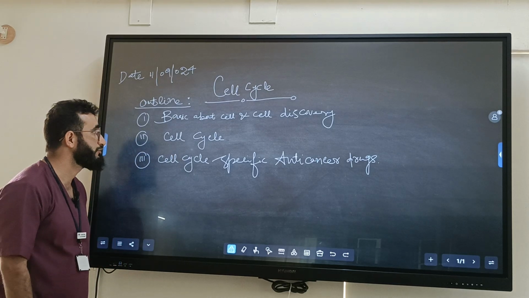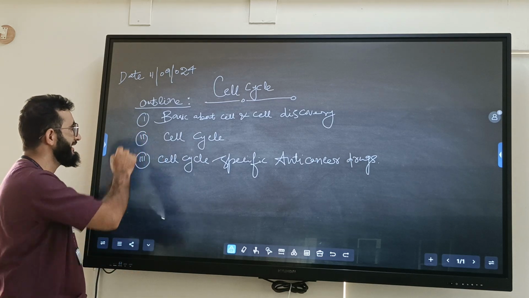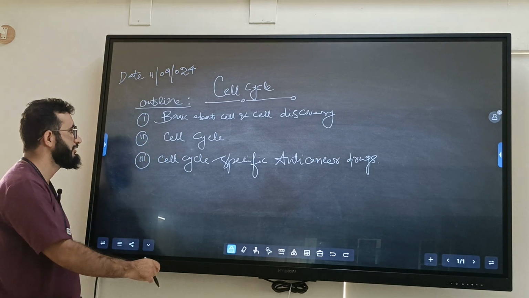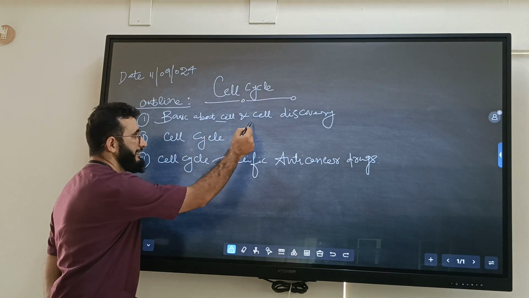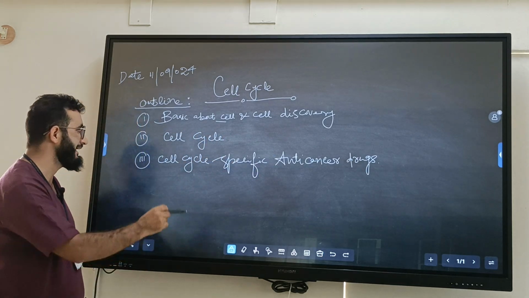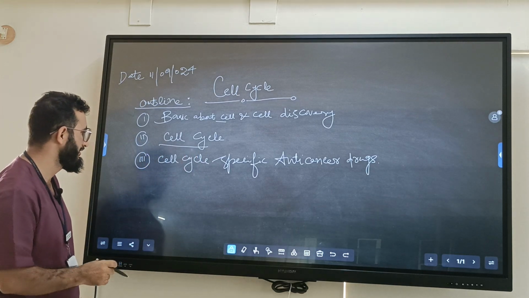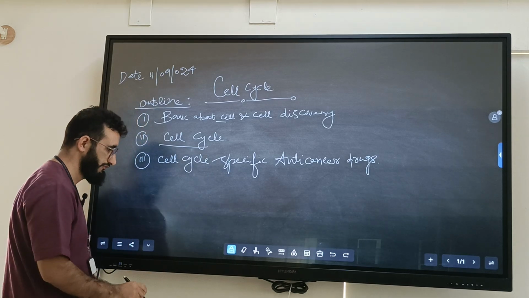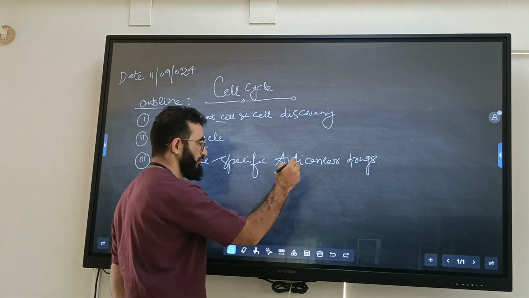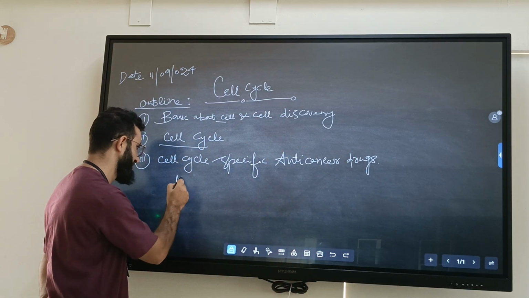Today we are going to learn about the cell cycle. So the outline I have formulated here: first we will look at the basics about the cell and cell discovery. Secondly, we will look at the cell cycle, and thirdly we will see the cell cycle specific anti-cancer drugs. So first, the basics about the cell. Some MCQs I will ask you.